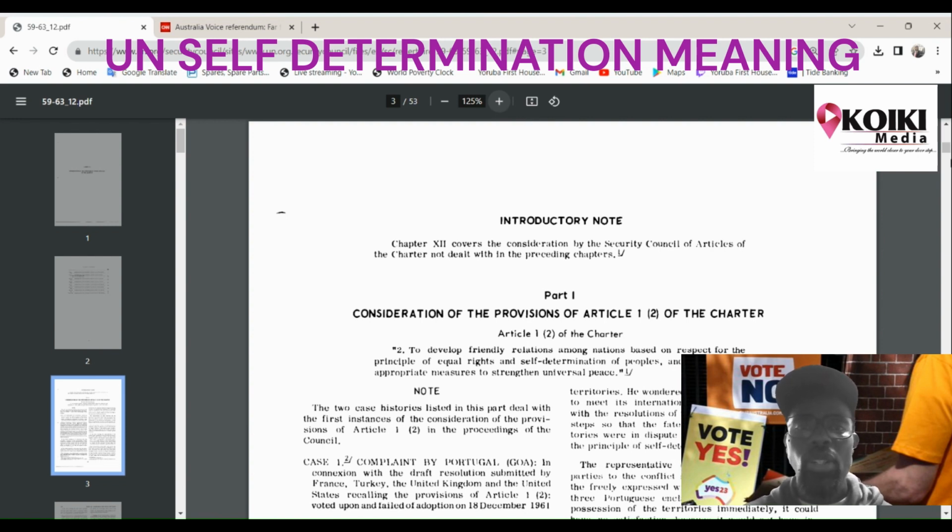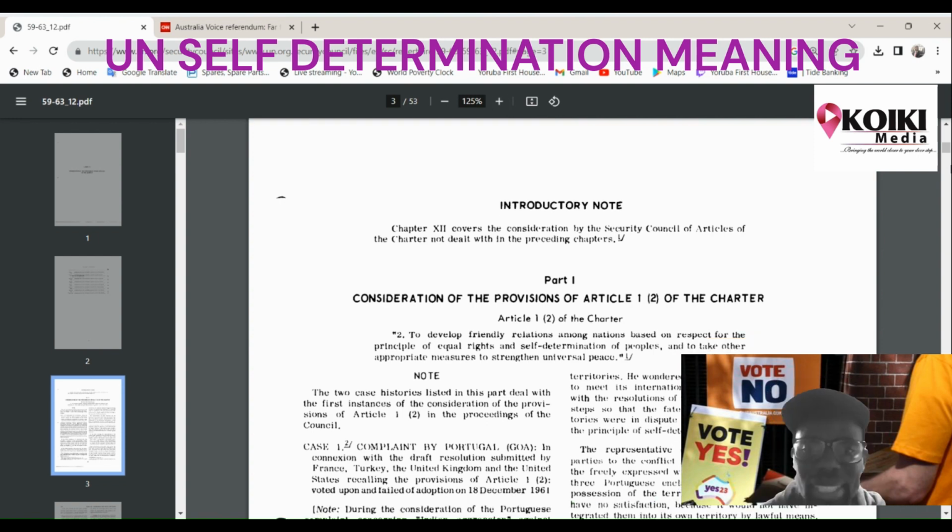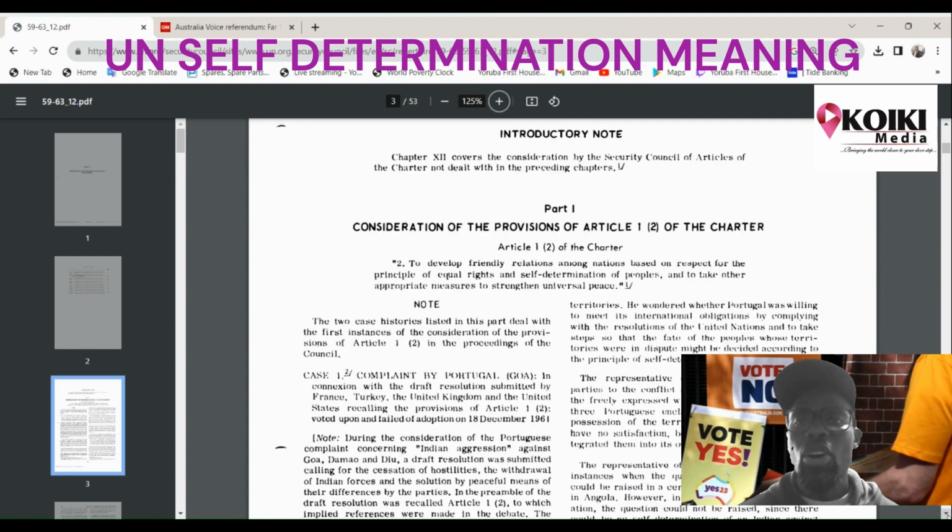Lẹ́ẹ̀kan sí, note, the two case histories listed in this part deal with the first instance of the consideration of the provisions of Article 1 in the proceeding of a case complained by Portugal in connection with a draft resolution submitted by France. Kò ń ṣe àwa la máa kọ́kọ́ béèrè fún territory wa padà.